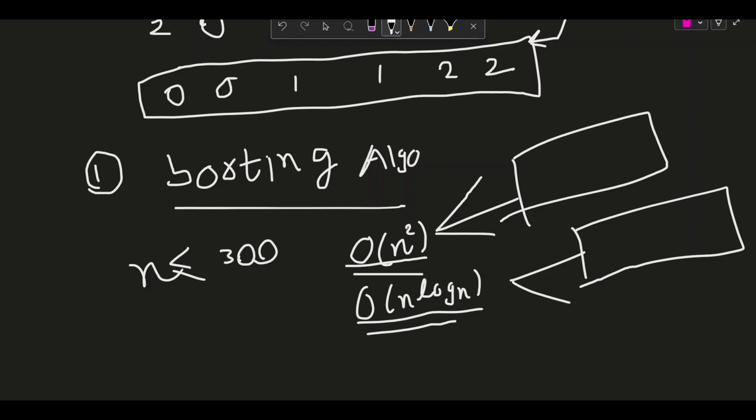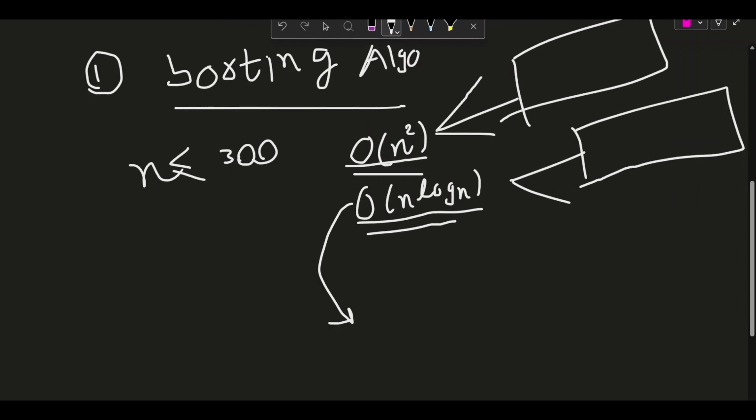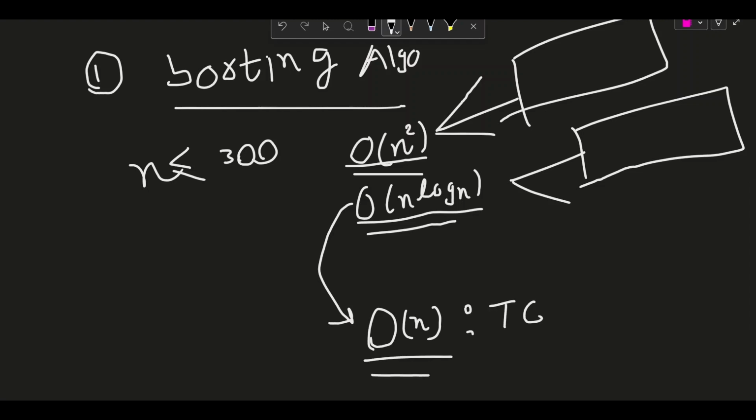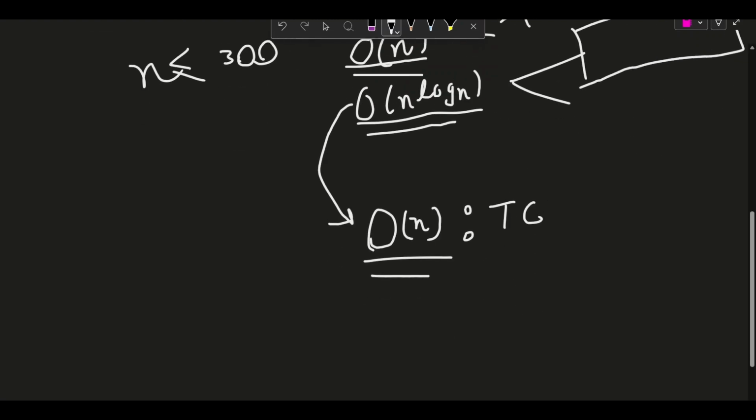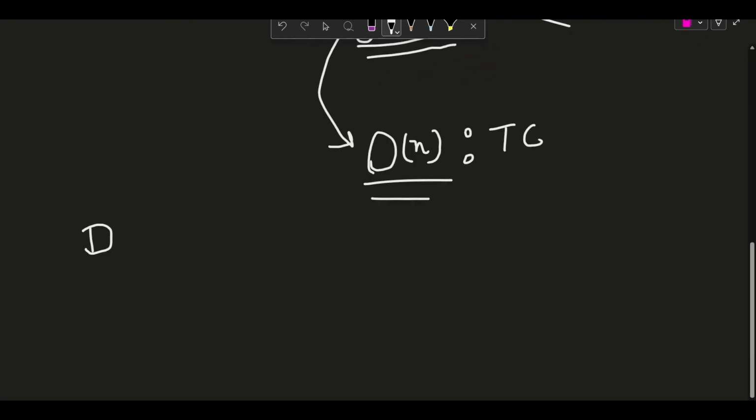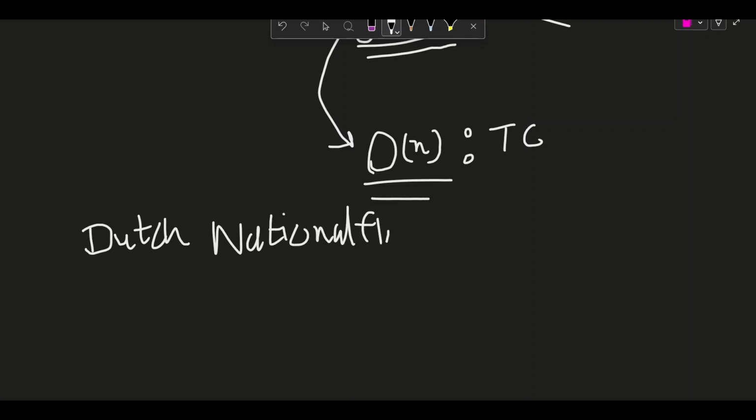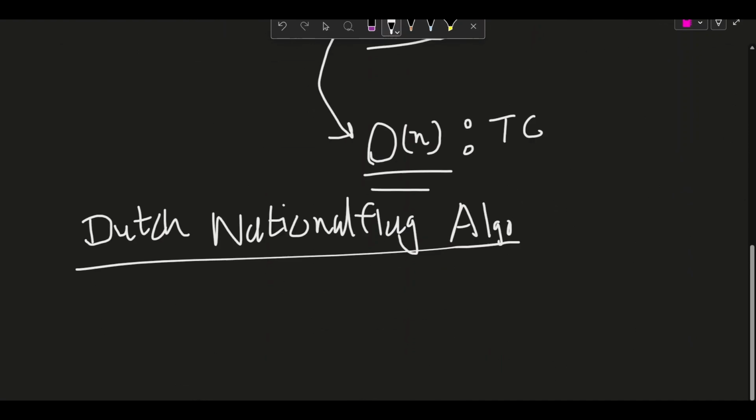What is the most optimal way? Instead of n log n, we traverse the array just once, which is order of n time complexity. This is the most optimal way to sort the three elements in an array. This algorithm is known as the Dutch national flag algorithm. What is the Dutch national flag algorithm about?